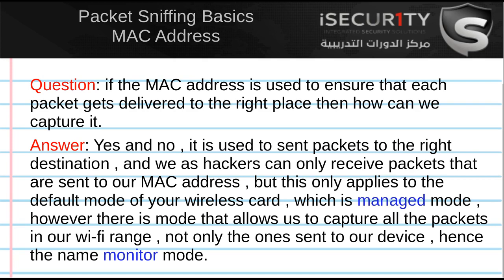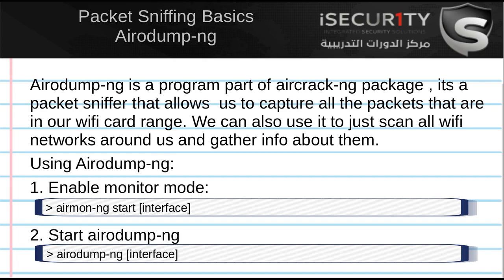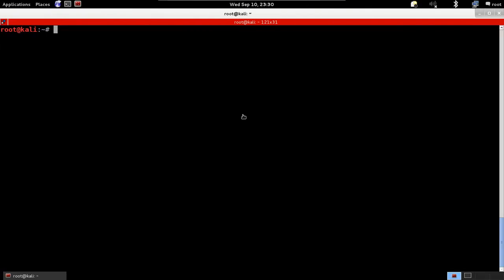Now there is another mode called the monitor mode, and this mode allows us to capture any packet that is in our Wi-Fi range. Whether the packet is directed to our device or not, we will be able to capture it anyway. As long as it's within our Wi-Fi range, we will be able to capture it. Enabling monitor mode is very simple. We're going to use a tool called airmon-ng, which is part of the Aircrack-ng suite. Let's see how we do this.